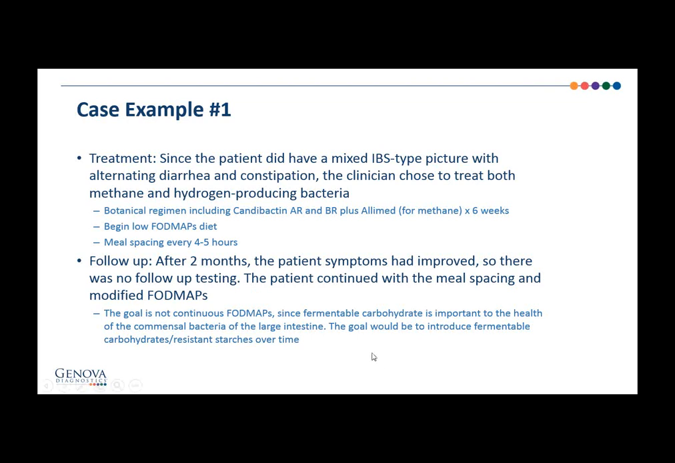So the goal is not continuous FODMAPs or continuous carbohydrate restriction. Fermentable carbohydrates are important to the health of the commensal bacteria of the large intestine. And so the goal would be to introduce those fermentable carbohydrates or those resistant starches over time. They might not be able to do well with it all at once right away, but over time it's important because you want the bacteria in our large intestine to be healthy, and this is what they need to be healthy.